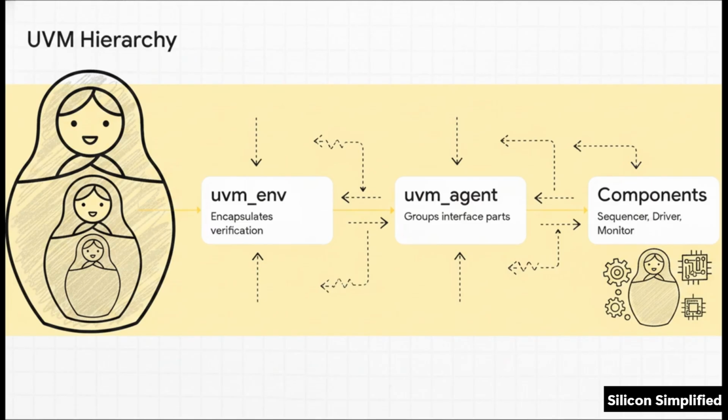Inside that test sits the environment. Inside the environment, we place our agents. And finally, nestled securely inside those agents are the dedicated components that do all the actual heavy lifting: the sequencer, the driver, and the monitor. Data and configuration flow down through these specific structural layers, while transactions flow between them. Now, this structure is entirely deliberate. It's what allows us to decouple our components, making them incredibly modular and super reusable across entirely different projects.